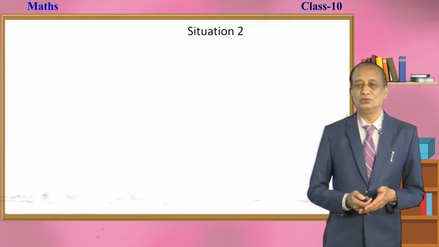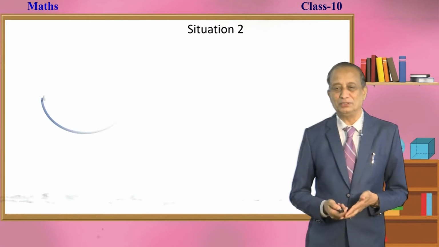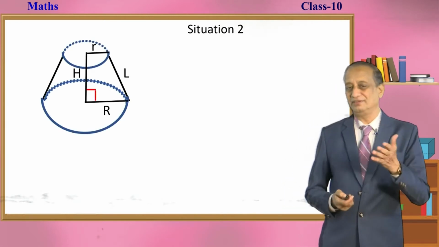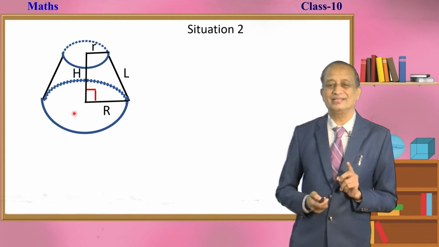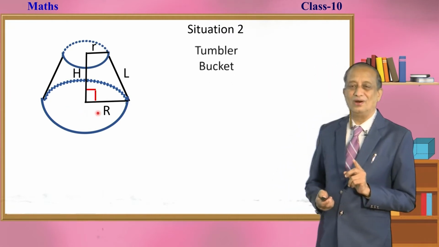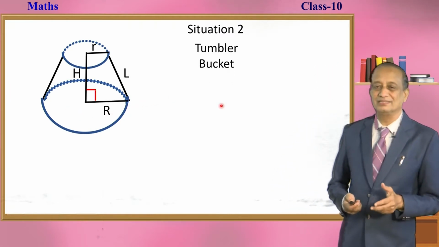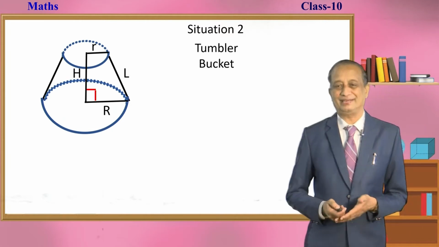Now, let us go to the situation number 2. Here is a figure. What is this figure called as? Yes, it is called a tumbler. It resembles a tumbler or a bucket.